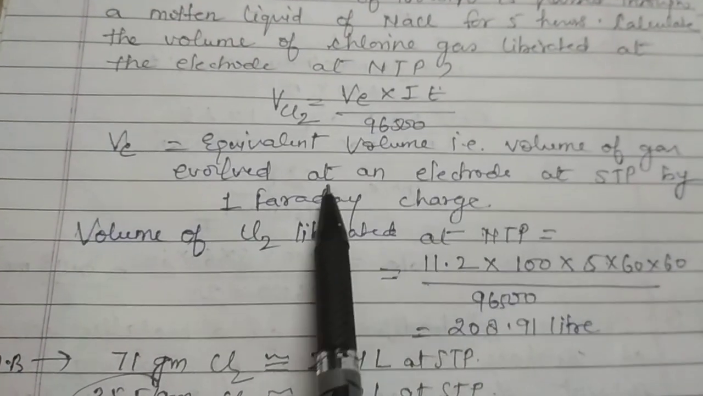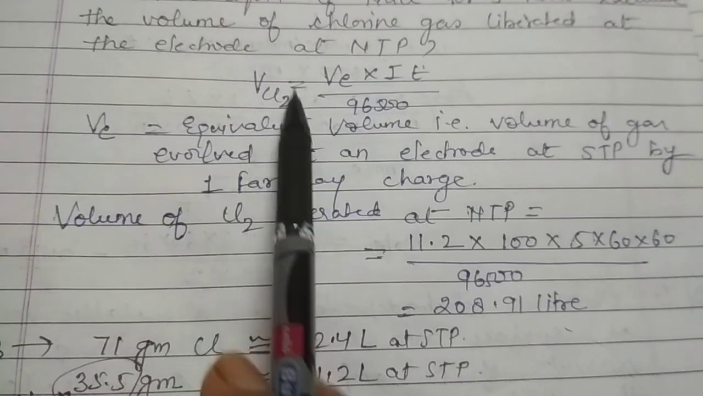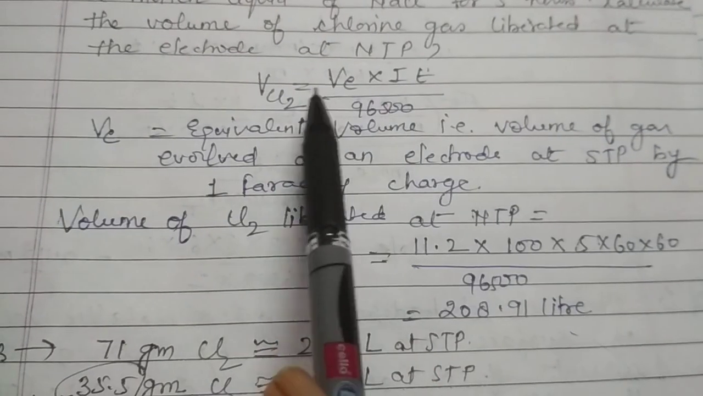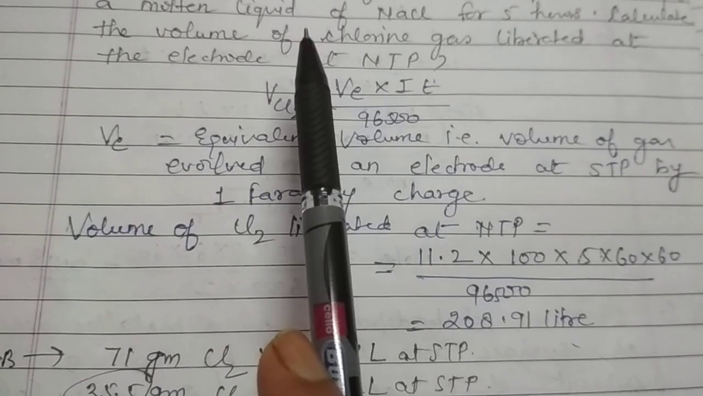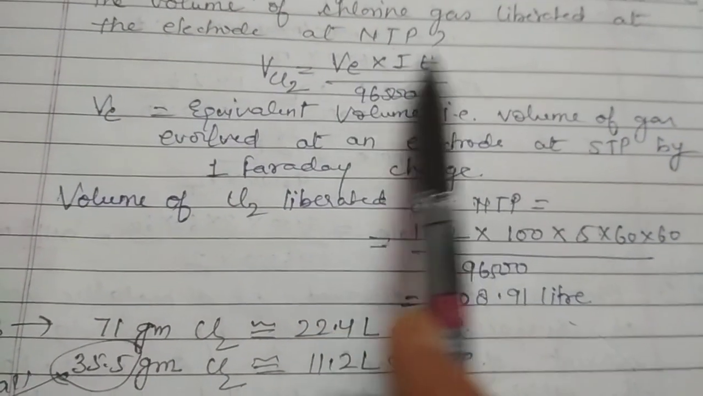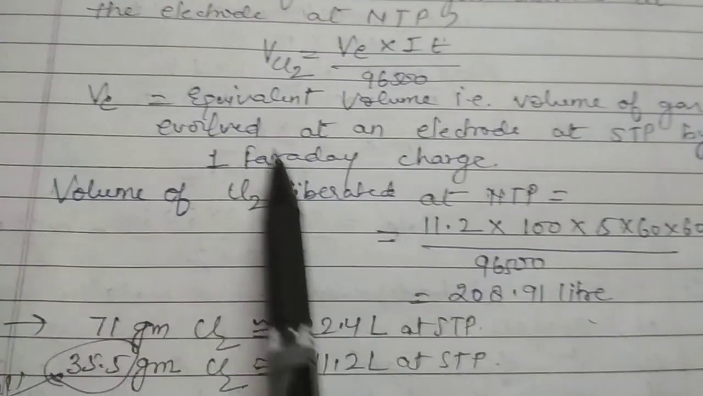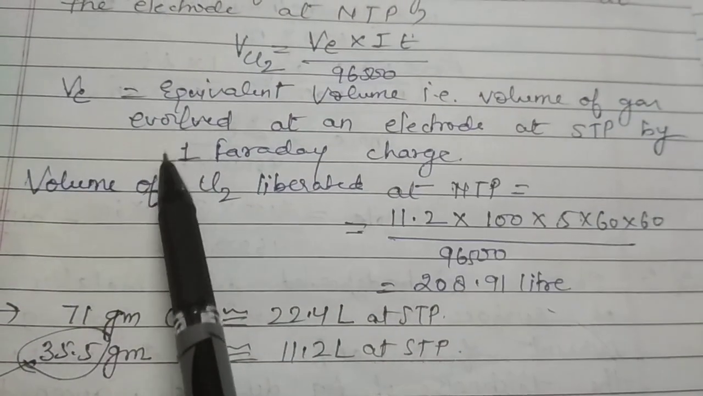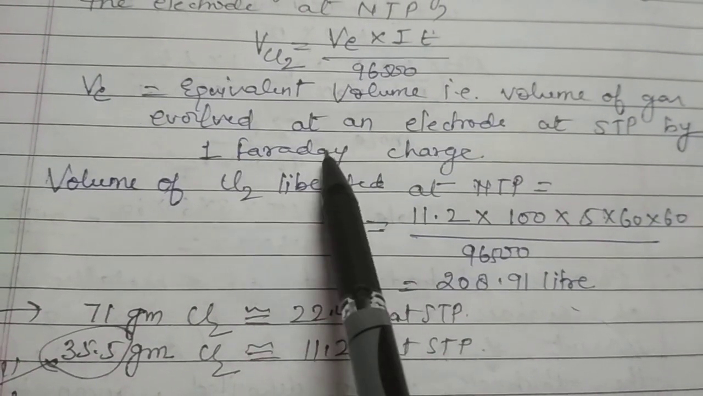As we know, the formula is W is equal to ZIT. In the similar manner, in place of mass, if we are to calculate the volume, the formula is V is equal to, now in place of Z, we can put E. E was equivalent mass, here VE, that is the equivalent volume, into I into T upon 96500. So what is equivalent volume? Equivalent volume is the volume of gas evolved at an electrode at STP by 1 Faraday charge. That is for 1 Faraday charge.